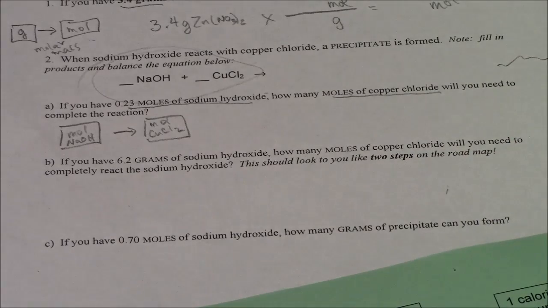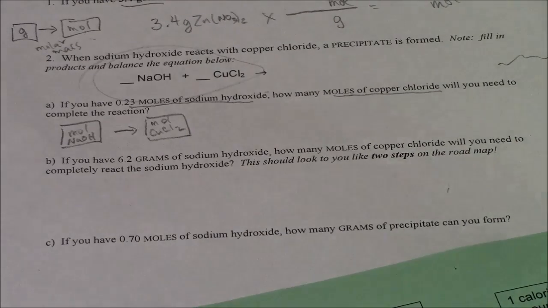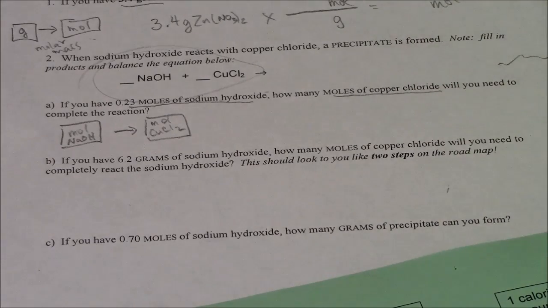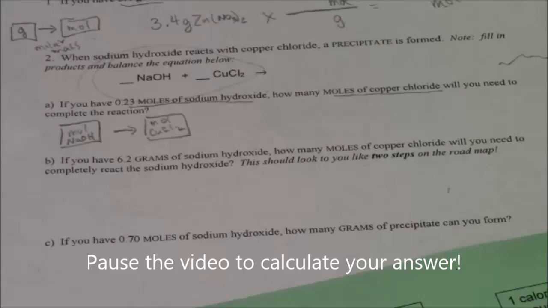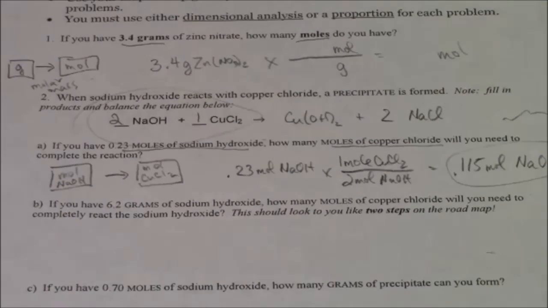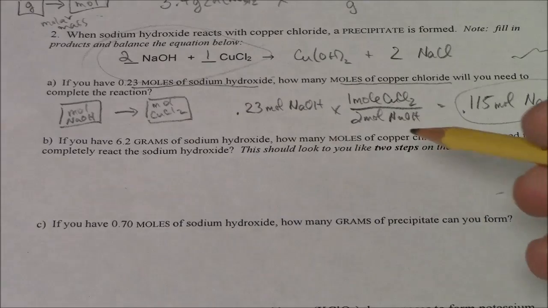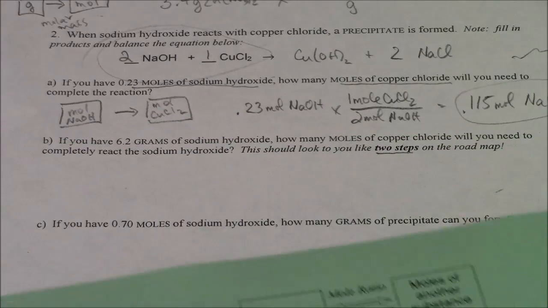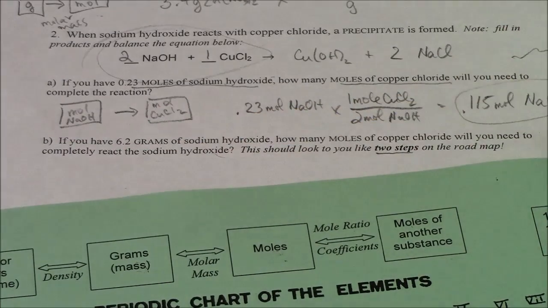So do the math here, get an answer, and then I'll show you the answer. So here's my work. I use dimensional analysis, and here's my answer for question 2A. 2B suggests it's 2 steps on the roadmap. So I'll recommend you get out your roadmap and see if you can read this question and figure out what the 2 steps will be. Make a map.